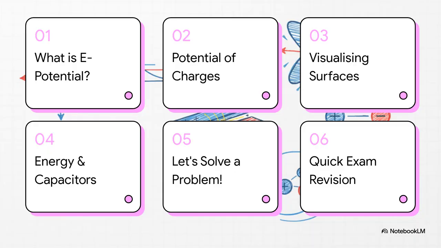Okay, so here's our game plan for today. First, we'll understand what electrostatic potential really is. Then, we'll see how to calculate it for different charges. After that, we'll find a way to actually see these potential surfaces. Then comes the super important topic of capacitors, and we'll even solve a problem together to build your confidence. And finally, a rapid-fire revision of all the key formulas. Sounds like a plan? Let's go.